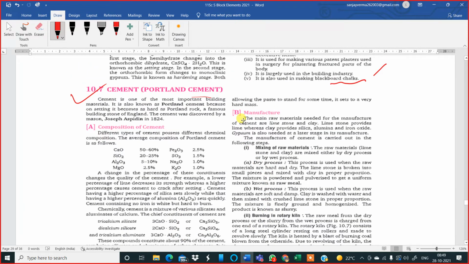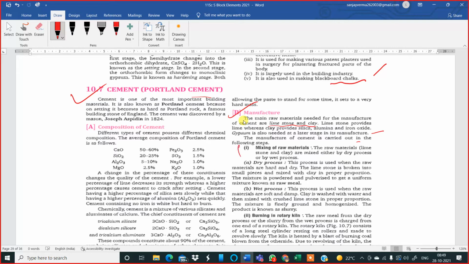Now, under the manufacture of cement, here I will just explain you in detail. The main raw materials needed for the manufacture of cement are limestone and clay. Okay, I'm underlining it. Limestone provides lime, whereas clay provides silica, alumina and iron oxide. Okay, gypsum is also needed at a later stage in its manufacture. The manufacture of cement is carried out in the following steps.